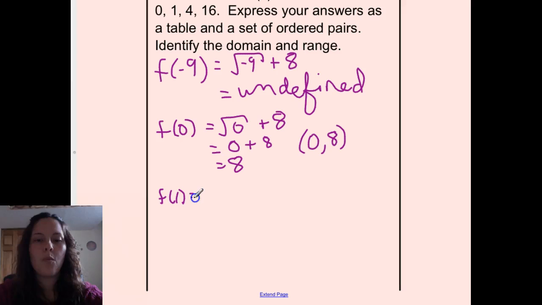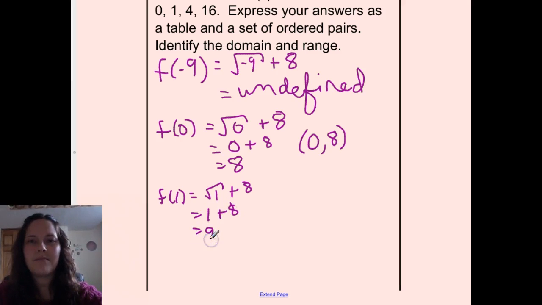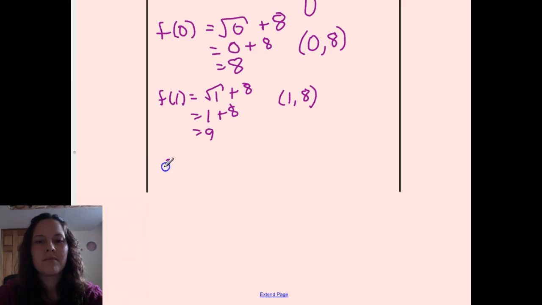Substituting our 1 into the function for x, the square root of 1 is 1. 1 plus 8 gives us 9. So for an input of 1, we get an output of 9.